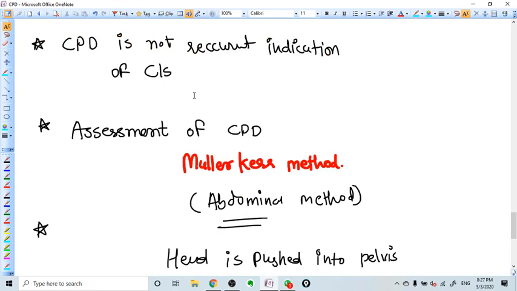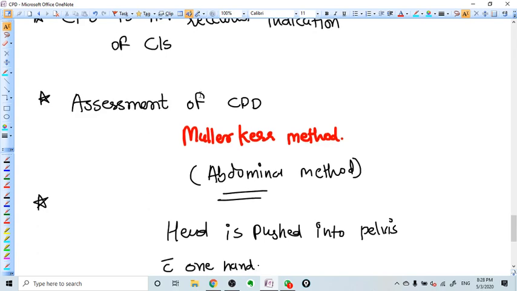CPD is not a recurrent indication of cesarean section. For example, if in one patient the cesarean section was done the first time due to CPD, but the next time normal labor is progressing very well, we don't do a cesarean section. With the risk of scar rupture, we still allow them to go for normal delivery.